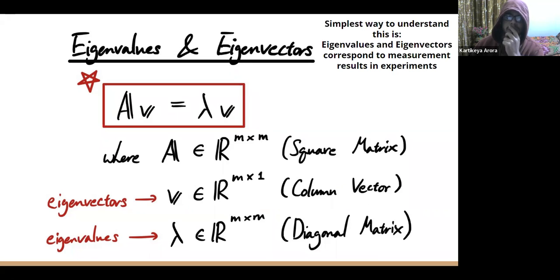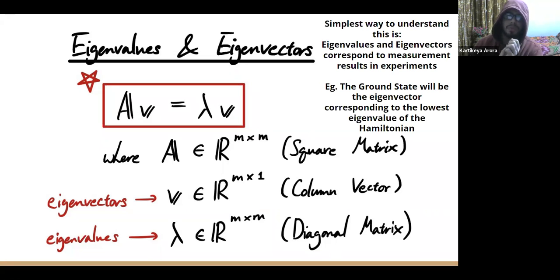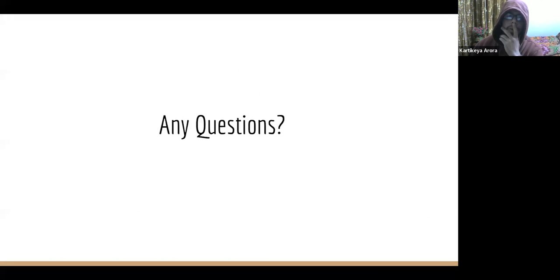In simpler terms, we can understand it like this: eigenvalues and eigenvectors correspond to the measurement results in experiments. For example, the ground state of a particular system will be the eigenvector corresponding to the lowest eigenvalue of the Hamiltonian, because the lowest eigenvalue of the Hamiltonian is the state which has the lowest energy, and hence is the ground state of the system.